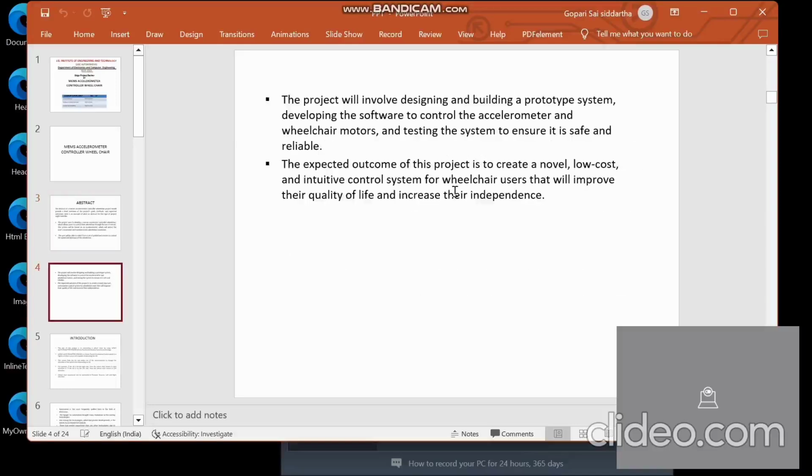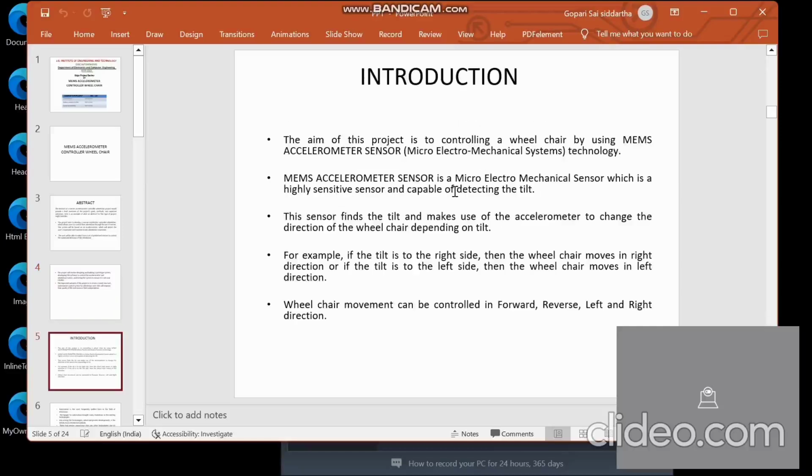The user will be able to select from a set of predefined MEMS to control the speed and direction of the wheelchair. The project will involve designing and building a prototype system, developing the software to control the accelerometer and wheelchair motors, and testing the system to ensure it is safe and reliable. The expected outcome of this project is to create a novel, low-cost, and intuitive control system for wheelchair users that will improve their quality of life and increase their independence. Now let us go to the introduction of this project.